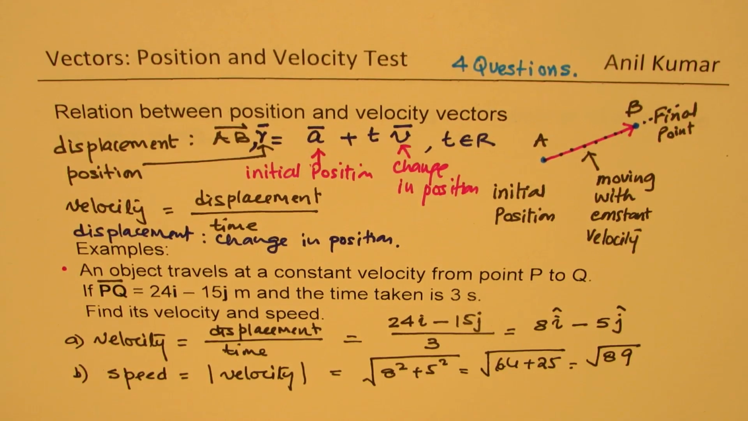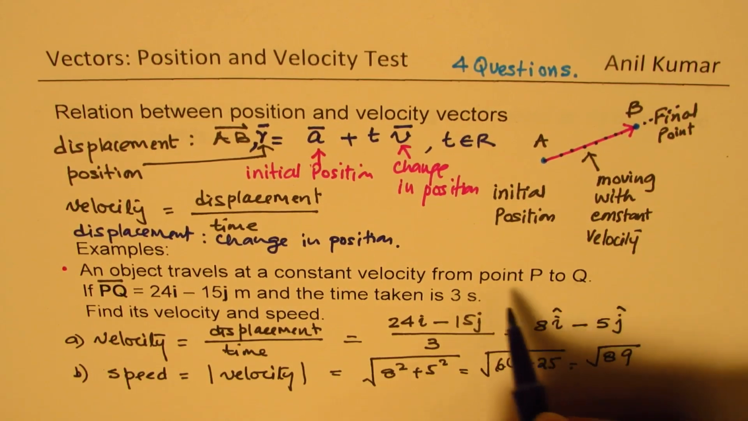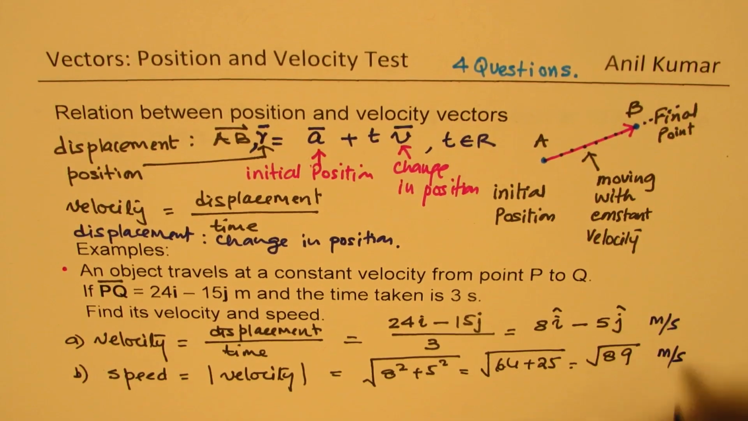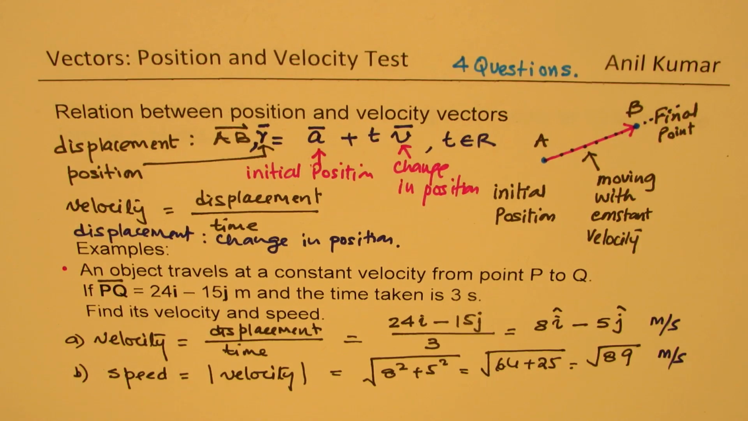Now it's important to include the units, and we have meters and seconds. So we're talking about meters per second. So those are the speed and velocity units. Is that clear?